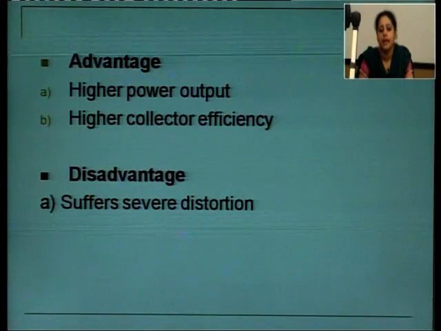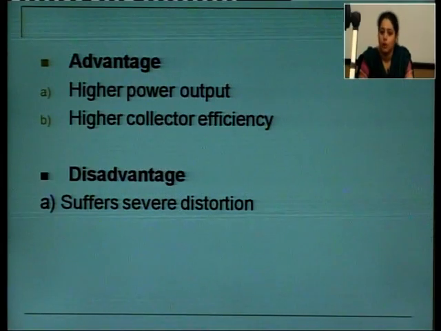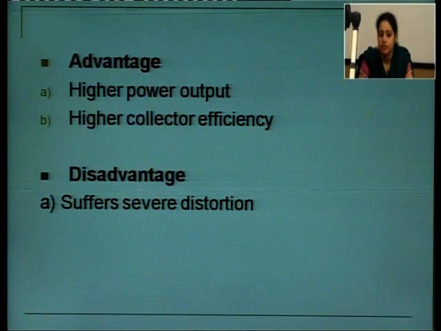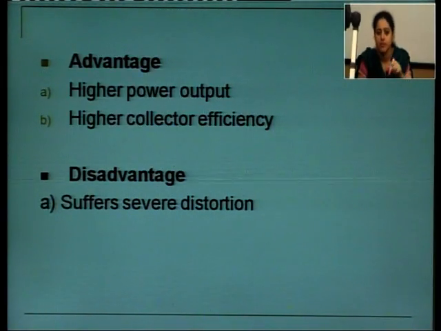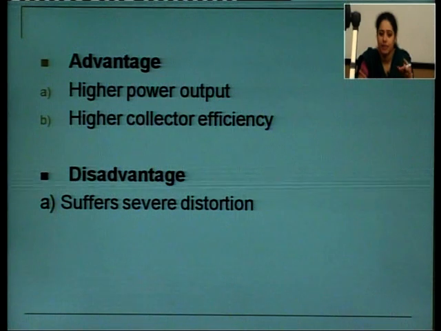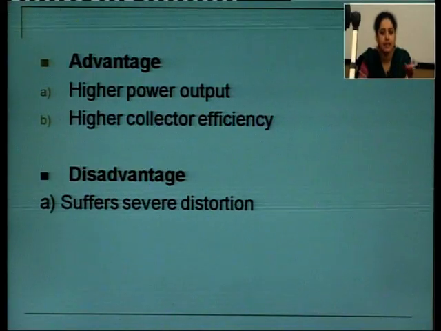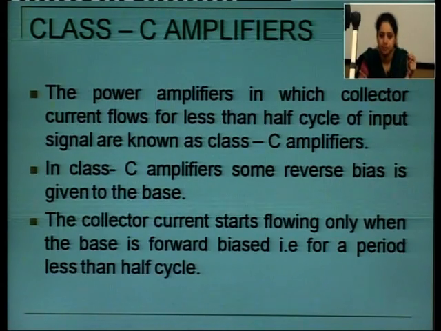Now coming to the advantages: higher power output and higher collector efficiency, but the disadvantage is that it suffers severe distortion. As we have seen, you were giving the full input signal, but in the output you have only one particular half cycle, so you have distortion. The output is not the exact replica of your input.